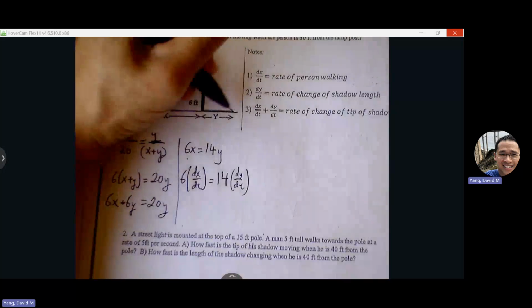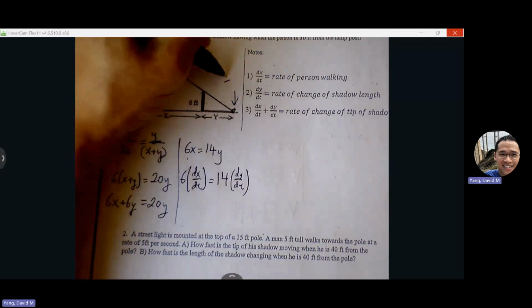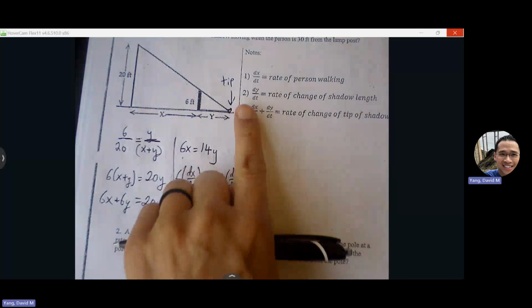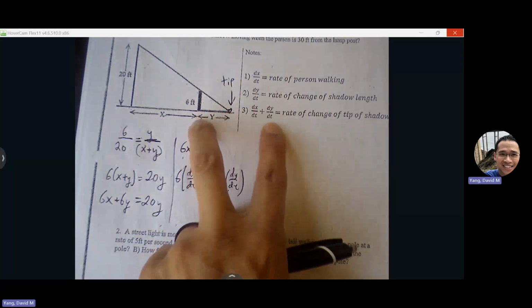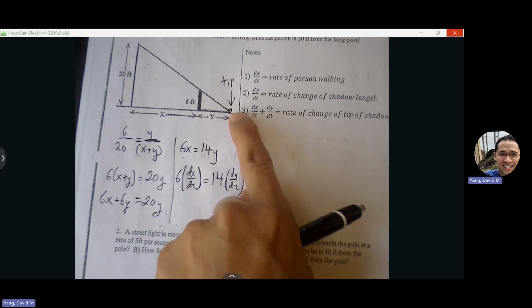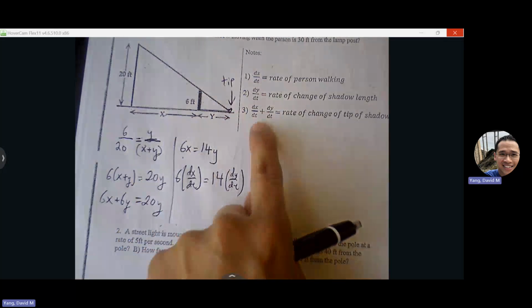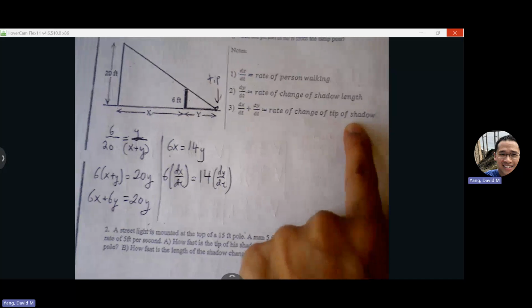And finally, the tip of the shadow is going to be moving the fastest. As a person is walking and the length of the shadow is increasing, that tip of the shadow is going to be impacted by both of the rates. So if we add the two rates together, that's going to indicate how fast that tip of the shadow is moving.